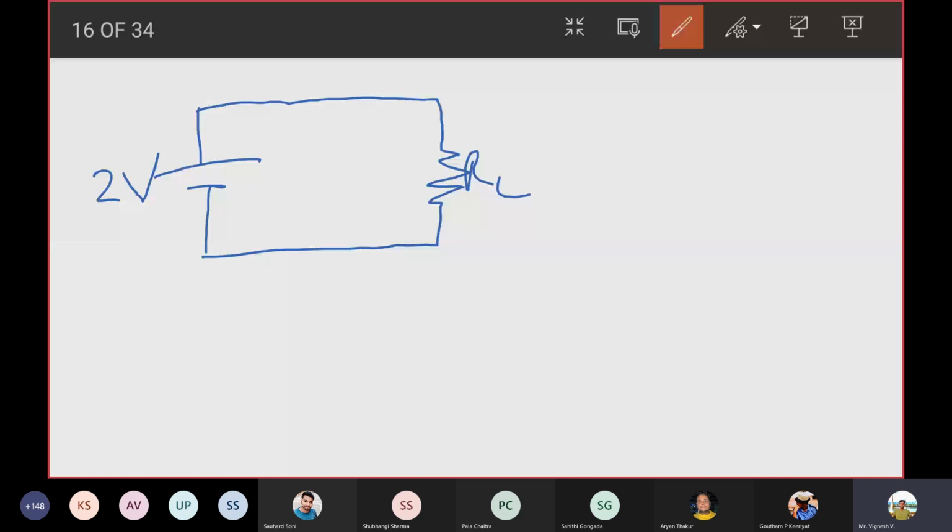Okay, let me ask you a question. Can you tell me what is the power dissipated at the load of this circuit? I hope you can see me drawing the circuit. I am in slide number 16, right? So can you tell me what is P? V square by R.